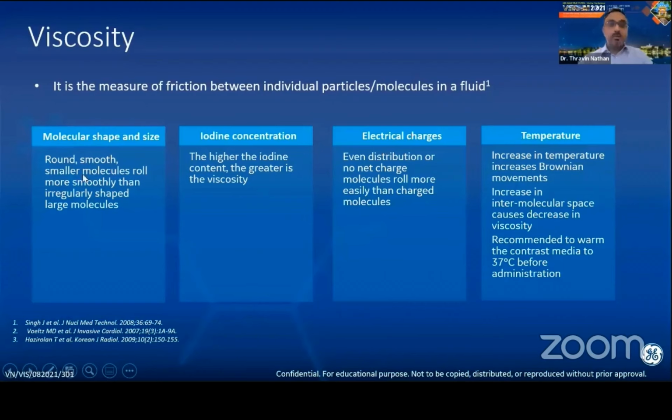We know that round, smooth, smaller molecules roll more smoothly than irregular shaped, larger molecules. The higher the iodine content, the greater the viscosity. Even distribution or no net charge molecules roll more easily than charged molecules. Hence, as I explained earlier, the shift from ionic contrast media to non-ionic contrast media. Temperature: an increase in temperature increases the intermolecular space and thereby reduces viscosity. Hence, the recommendation to warm the contrast media agent to body temperature prior to administration.